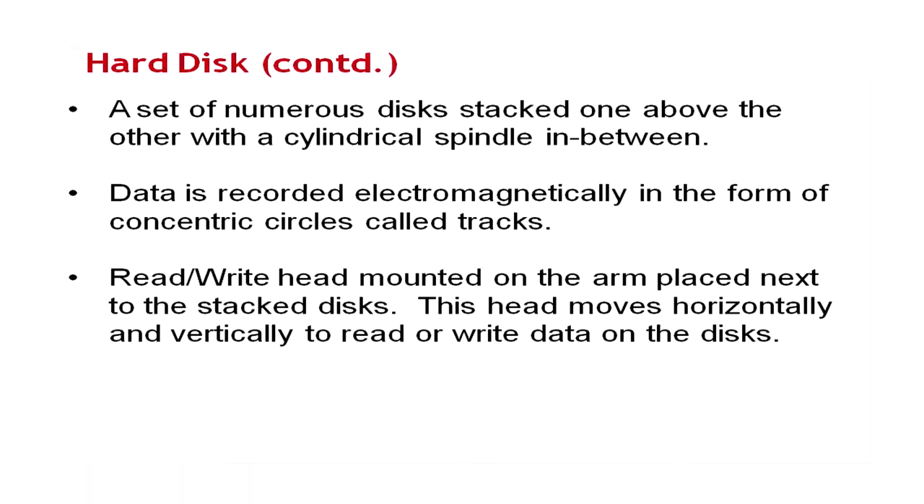So data is stored in these tracks and sectors, and it can be retrieved through the movable head that is used to move around the disk horizontally and vertically. So a set of numerous disks are stacked one above the other. Data is recorded electromagnetically in the form of concentric circles called tracks, and a read-write head, as I mentioned before, is mounted on the arm that is placed next to the disks.